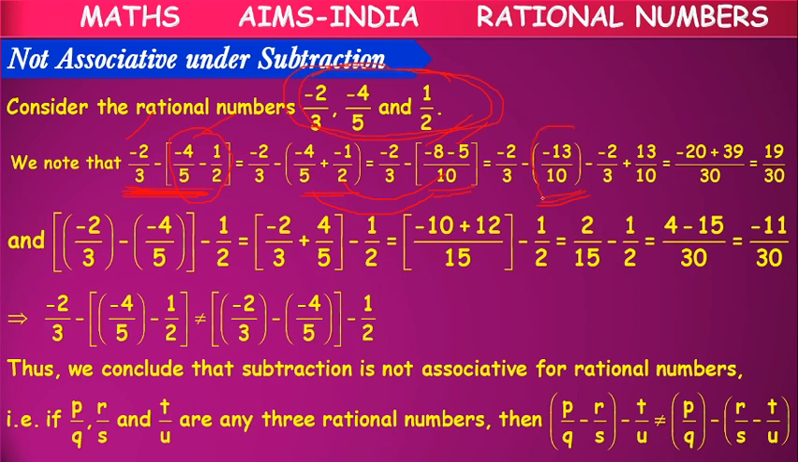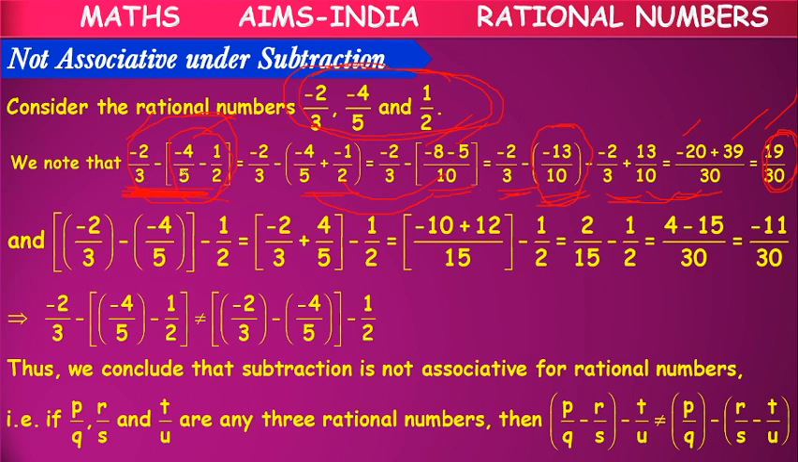This is the simplification of the difference of the second and third. Now we are subtracting it from the first. For 3 and 10, the LCM is 30. 10 times 3 is 30, minus 20, 10 threes are 30, plus 39. What is the answer? Minus 19 by 30. So the subtraction of three rational numbers results in minus 19 by 30.